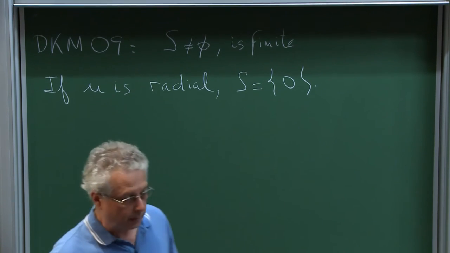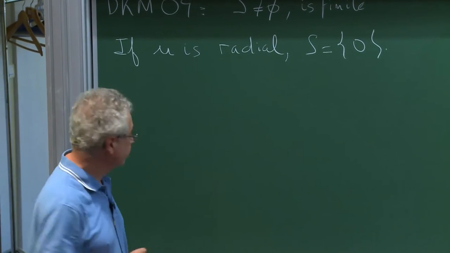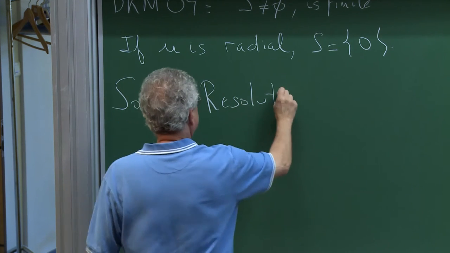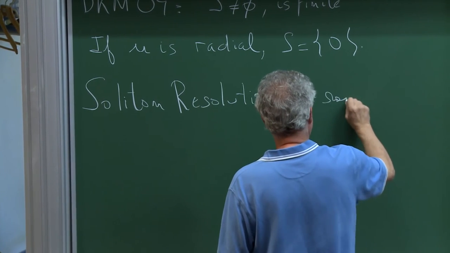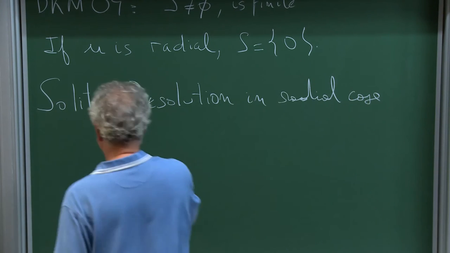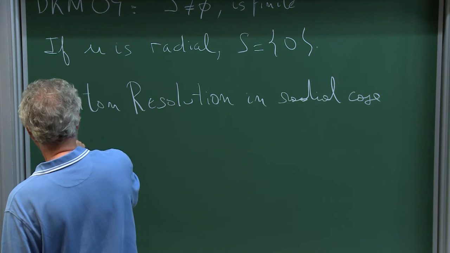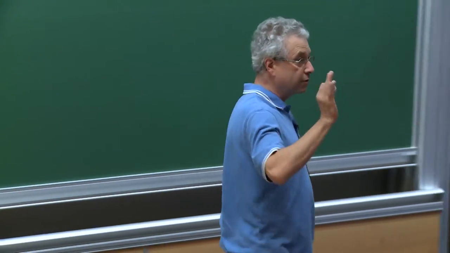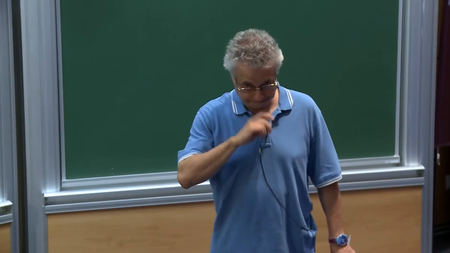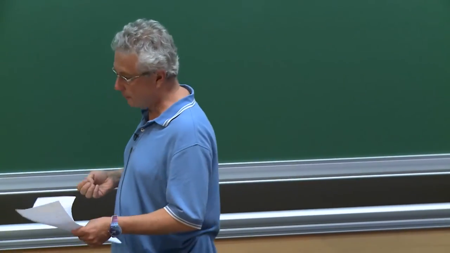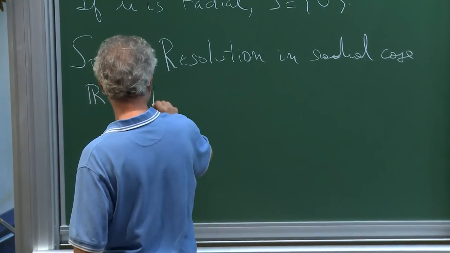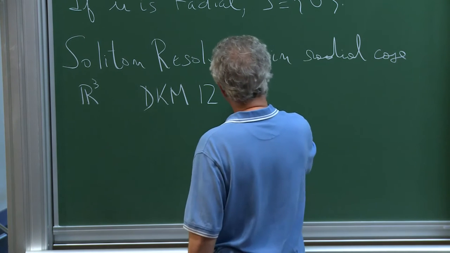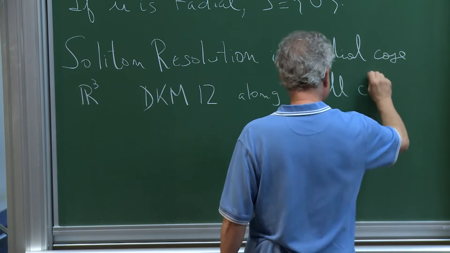So we will now turn to soliton resolution in the radial case. And I re-emphasize that we're working on R3. And here, in what I'm going to say, this 3 has a special role. So soliton resolution in the radial case in R3 was first proved by Duyckaerts, Kenig, and Merle in 2012 along a well-chosen sequence of times.